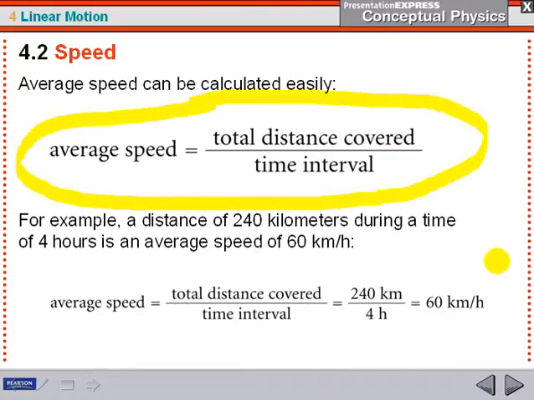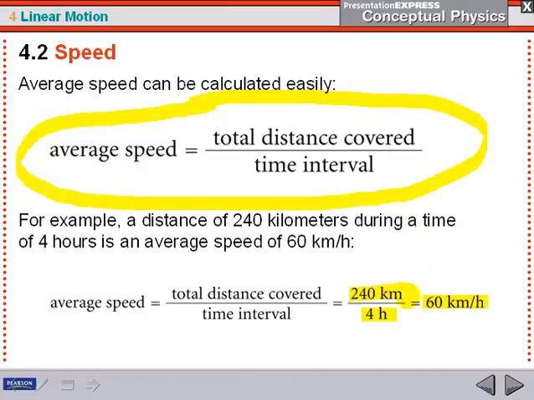And let's say, for instance, you're traveling a distance of 240 kilometers, and the trip takes you 4 hours. So what you would do is take the 240 kilometers divided by the time interval, 4 hours, and you end up with a result of 60 kilometers per hour. Notice the unit here, kilometers per hour.